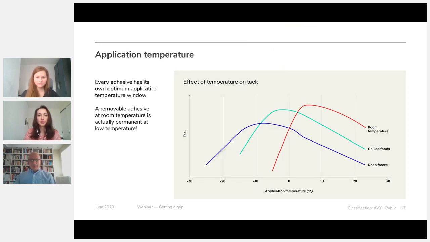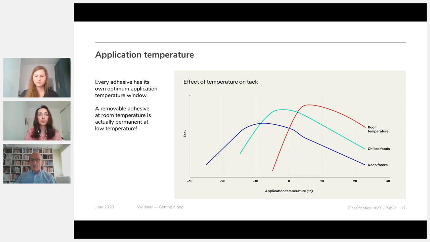The application temperature is, let's say, governed by the way that we design the adhesive, and every adhesive is designed to perform at a certain application temperature. And what I'm showing you here are 3 different adhesives. So we have a room temperature adhesive, a chilled food adhesive, and a deep freeze adhesive. And what I'm showing you here is the tack of the adhesive, let's say the power of the adhesive, as a function of the temperature.